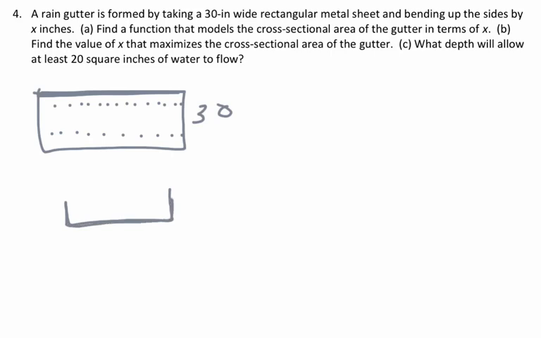And the part that we're bending up, we don't know how big that is. So the part that we're bending up is x and x. If you picture it, these will be your x's here. Because of that, this length right here is no longer 30. Because you're folding it up, it ends up being 30 minus 2x.